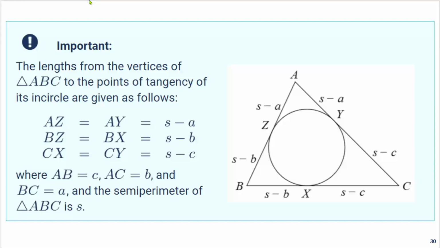Okay, please write this down in your notebook. And in your homework, you'll find similar questions using this property.